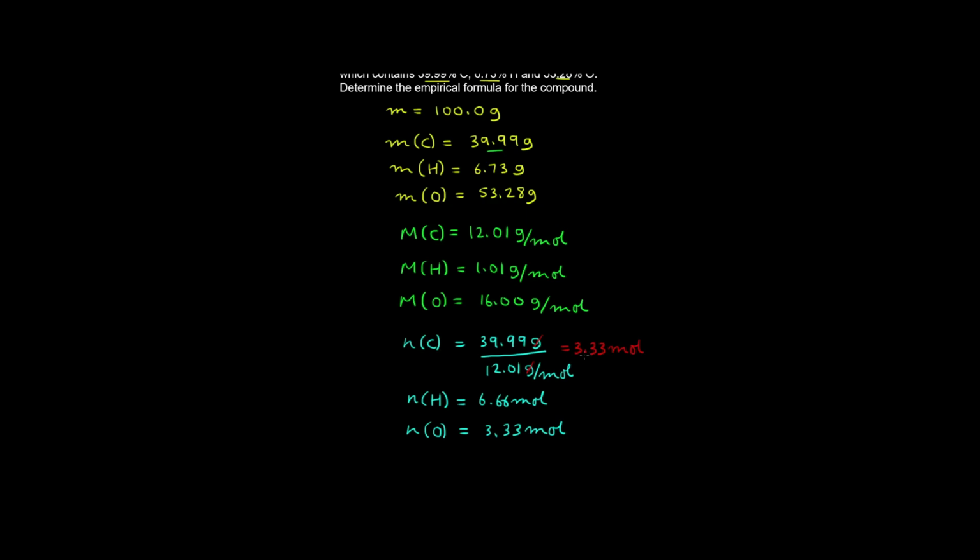And therefore if we divide the number of moles by the smallest possible value, well, we get the following whole number ratio of carbon to hydrogen to oxygen. So therefore our empirical formula is CH2O.